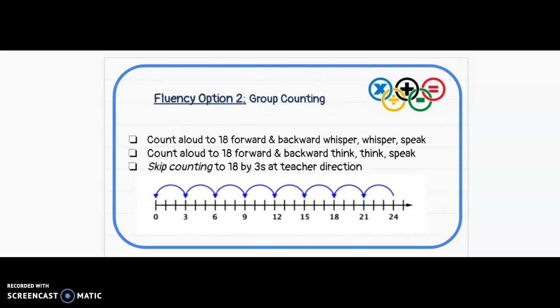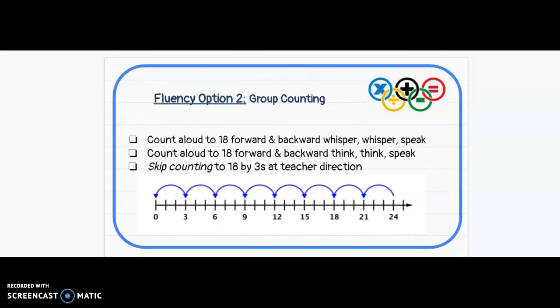Fluency Option 2 is where we are going to be counting together. We are going to skip count together or group count together. And we will be group counting by threes today. And we will go up to 18 and count aloud to 18 backwards and forwards. We'll also look at equal groups and create addition sentences and multiplication sentences to match those groups. All right, are we ready?